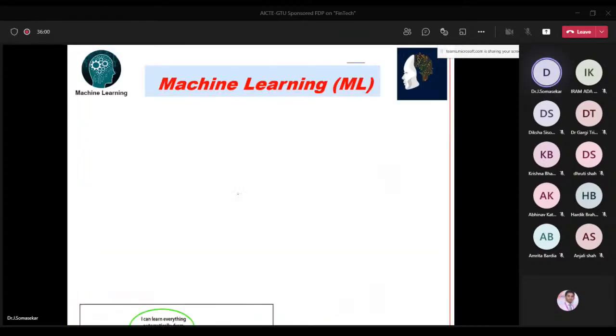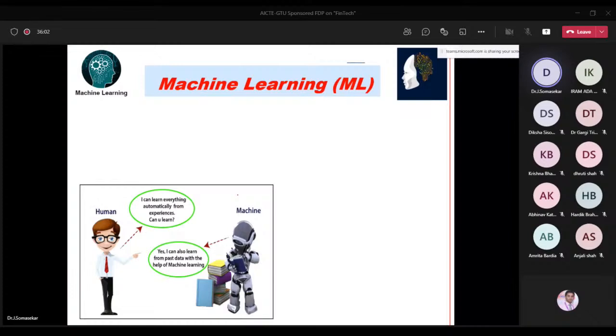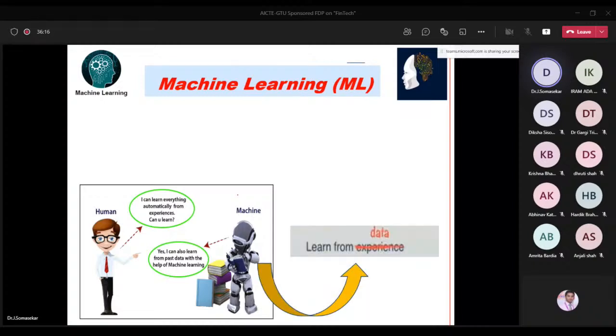So what is machine learning? Whenever I take a human being, we can learn based on experiences. What about a machine? Is it possible for a machine to learn? Yes, a machine also can learn, based on data with the help of a machine learning model. So here data is very important, plus we require a machine learning model. Based on that, a machine also can learn. Without data, there is nothing to do with machine learning.